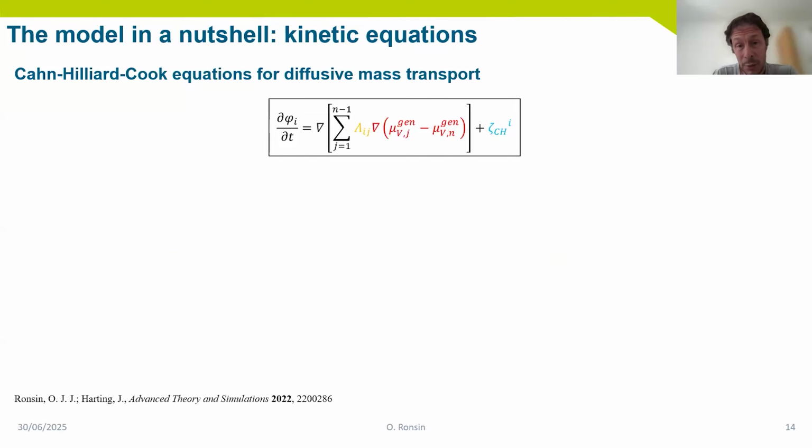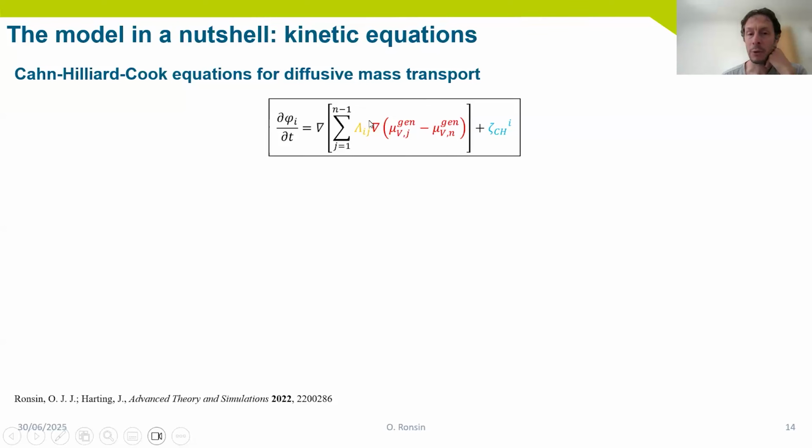So I'll try to show you these equations. They are quite complicated. The point here is not to consider them in all details, but rather to see the general structure of the equation. So here, this is the so-called Cahn-Hilliard-Cook equation for diffusive mass transport, where you consider a variable phi, which describes the volume fraction of a material in a mixture. And actually, the kinetic equation is simply a generalized diffusion equation, for a multinary mixture, so for any number of materials in your mixture.